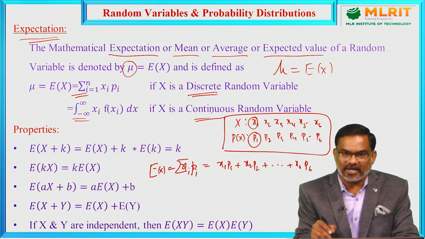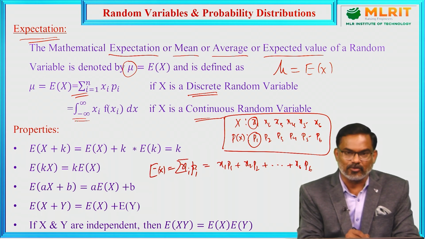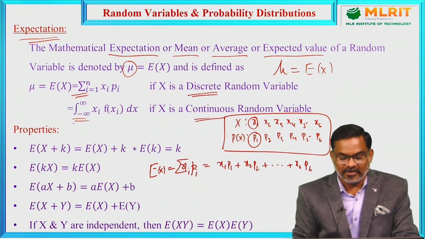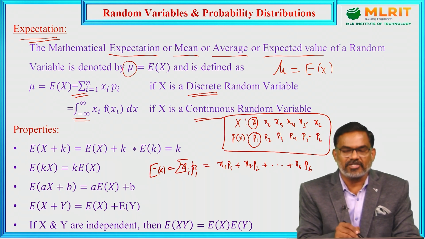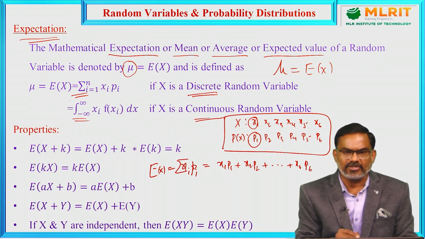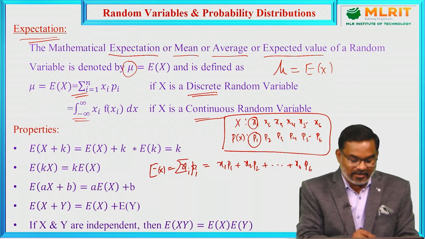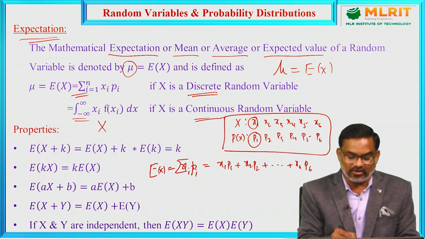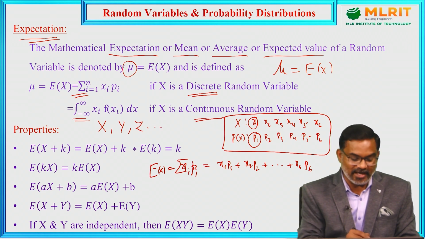Similarly, in the case of a continuous random variable, since x takes an infinite number of values, we use the integral notation and integrate the product of x and f of x between minus infinity and plus infinity. This is the definition of expectation, mean or average of a random variable. Coming to the properties of expectation, let us consider a random variable X. In general, random variables are denoted by capital letters X, Y, Z and so on. Here X is a random variable and k is a constant.